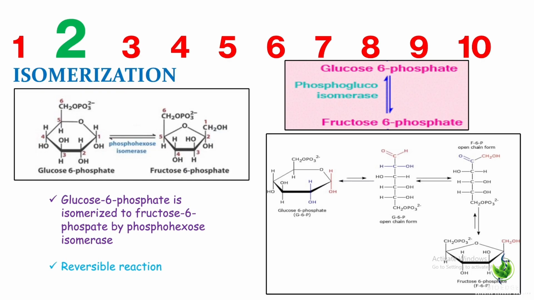Step 2 of glycolysis is an isomerization reaction where glucose 6-phosphate containing a pyranose ring is converted to fructose 6-phosphate containing a furanose ring. This involves the rearrangement of the carbonyl group from C1 to C2 as shown here.